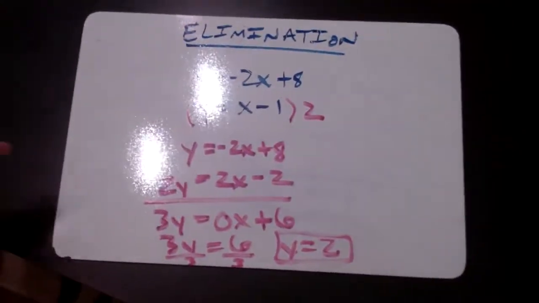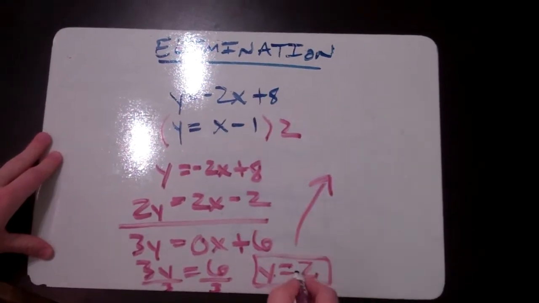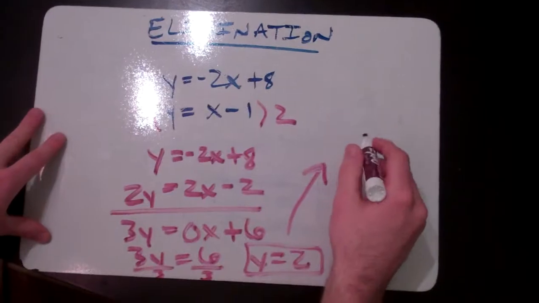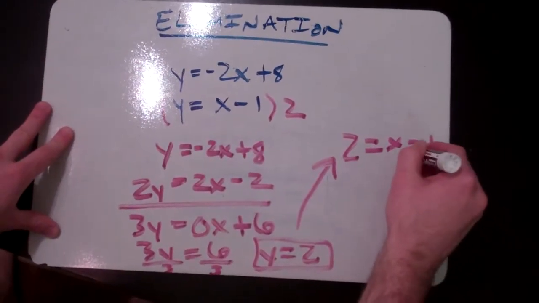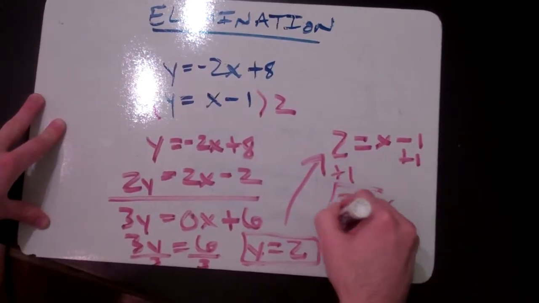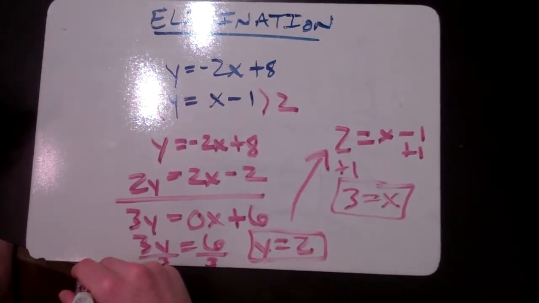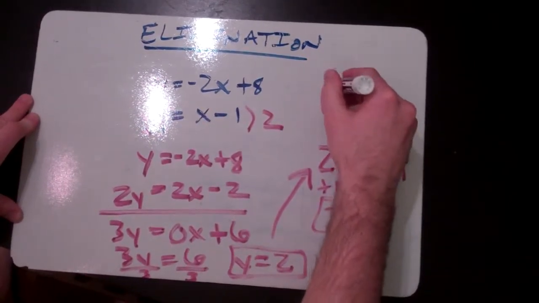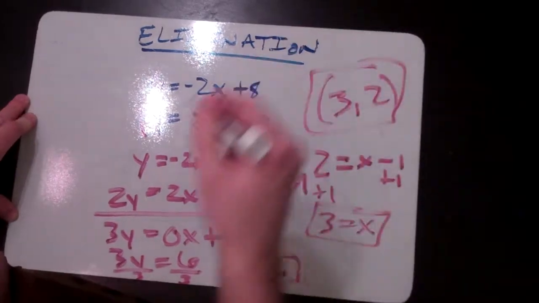But we're not quite done. We got to find x via elimination. All you got to do is plug this 2 back into any equation you want. Let's plug it back into that second one. 2 equals x minus 1. Add 1 to both sides. 3 equals x. Ta-da! It gets our answers. It's our solution that we saw in the substitution example and the graphic example. But let's write it appropriately. 3, 2. There's our solution.